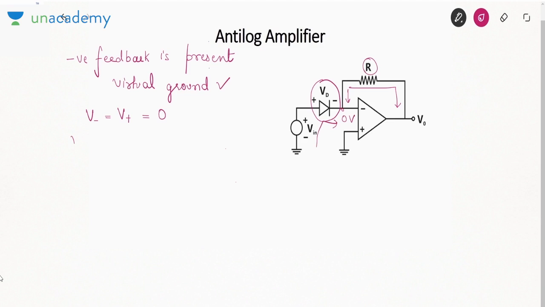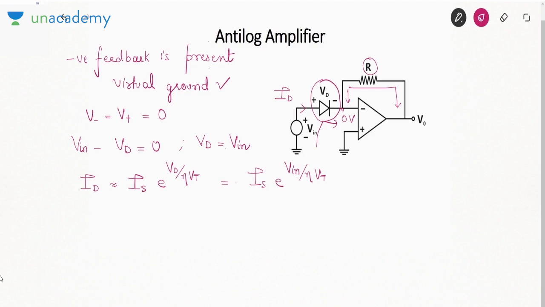Apply KVL. Input voltage minus Vd equal to 0, or you can say the diode voltage is Vin. And we know that the diode current can be written as approximately Is e to the power Vd by eta Vt. I have ignored the value 1. So Is e to the power Vin by eta Vt. This diode current will go into the resistance, so plus minus across the resistance will be like this. So if you now find V0, you will say 0 minus ID R, or you can say minus ID R. So we will say V0 is minus Is R e to the power Vin by eta Vt.